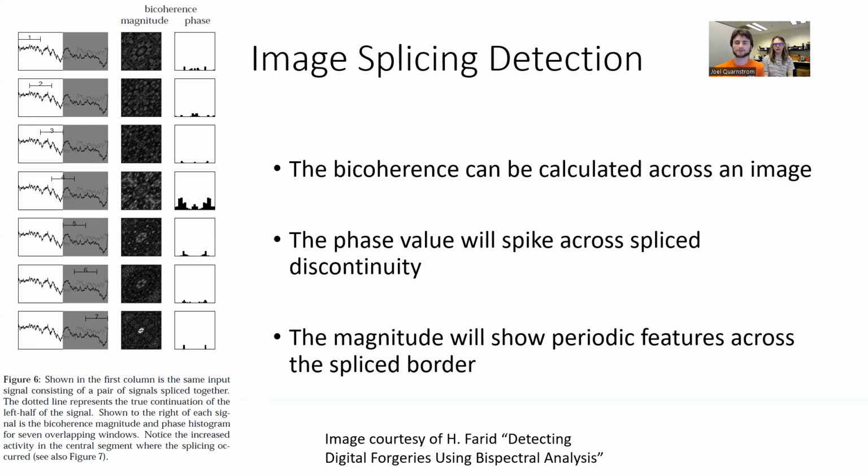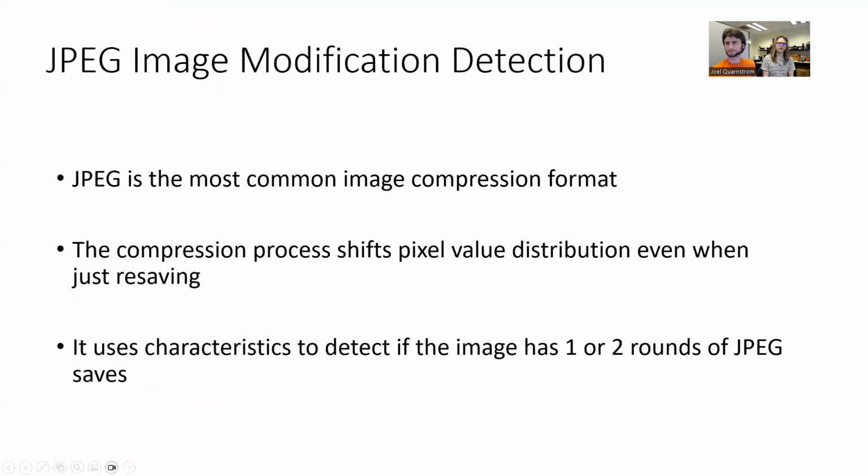So you'd be able to detect these splicing using this method, which is pretty clever. Right, in the next section of the paper, they looked at specifically features of the JPEG compression format itself. So JPEG is the most common image compression format. In fact, most of the cameras that we have, including cell phones, directly output images in the JPEG format.